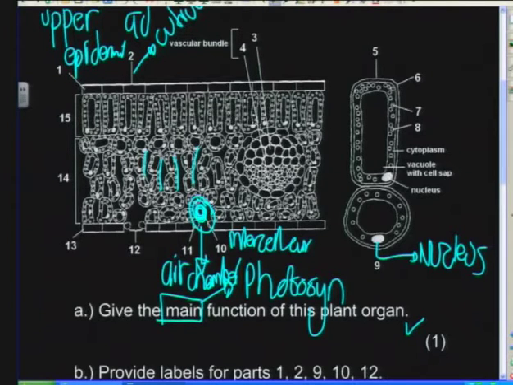Number 12, look here, they've asked you for that whole structure. It's a bracket. So if it's a bracket, it's not asking for the whole, which would be the stoma. It's not asking you for the 2 side ones, which are the guard cells. It's asking you for the whole structure. And remember what we said? Guard cell plus stoma is stomata. There we go, my stomata.